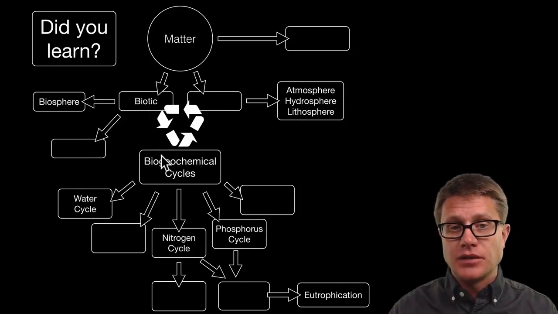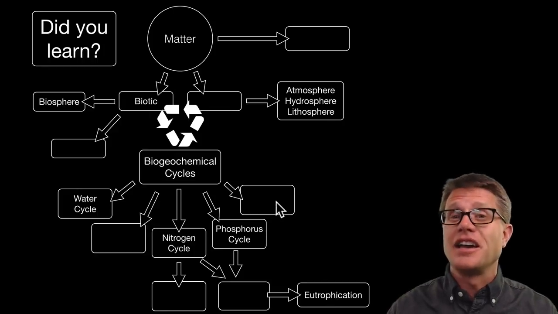The biogeochemical cycles are how we move it through abiotic and biotic. It's the water cycle, carbon cycle, nitrogen cycle, which requires nitrogen fixation. Remember, nitrogen and phosphorus are limiting nutrients, which can lead to eutrophication. The last cycle is the sulfur cycle, and I hope that was helpful.